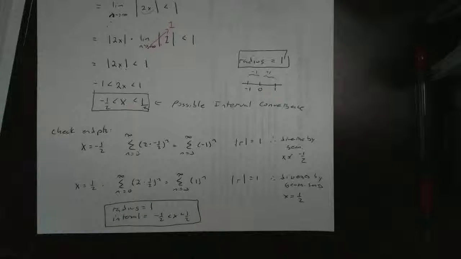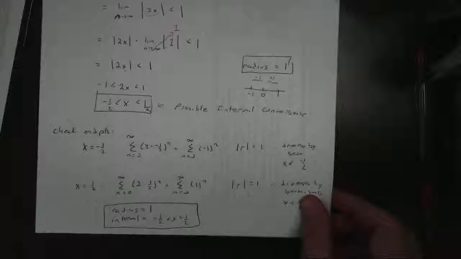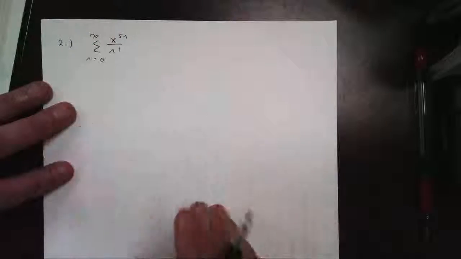So if you go on, let's take a look at another example here. Okay, example number 2. Let's see here. Let's try this one. The sum from n equals 0 to infinity of x to the 5n over n factorial. So I want to try this one.